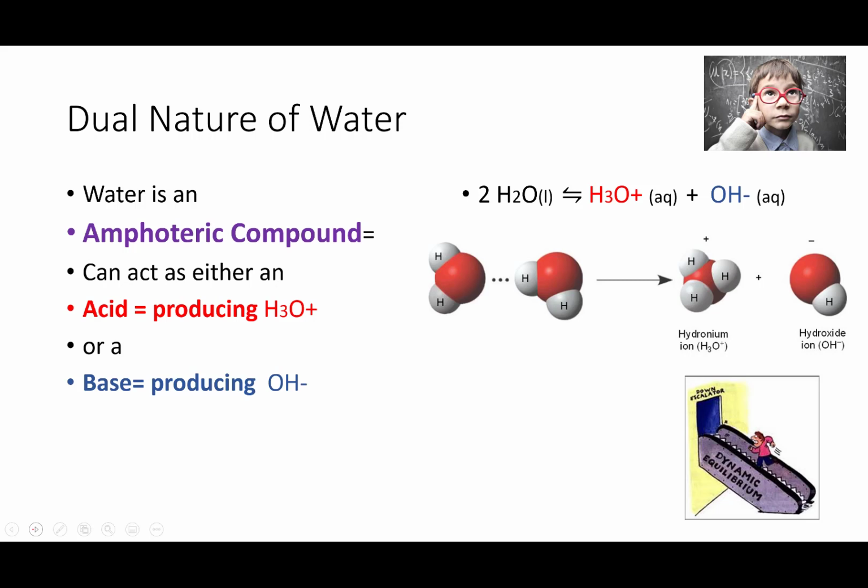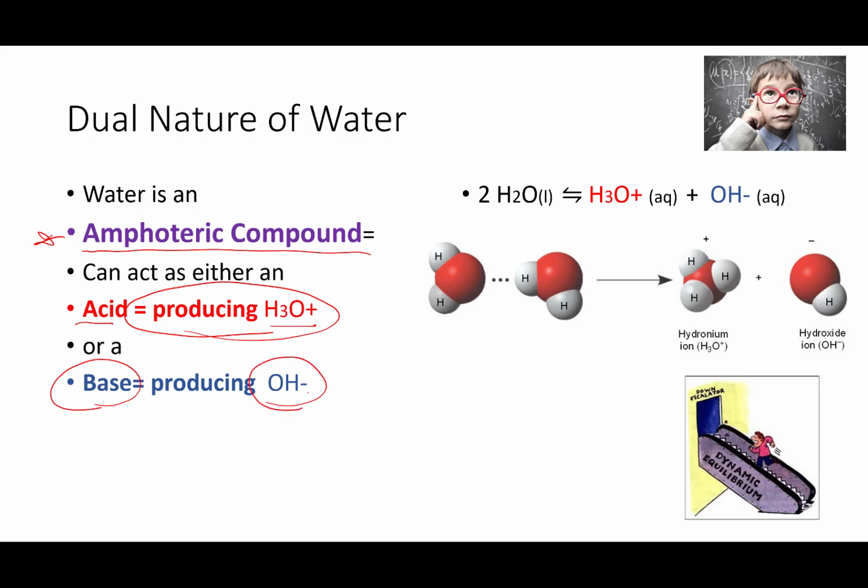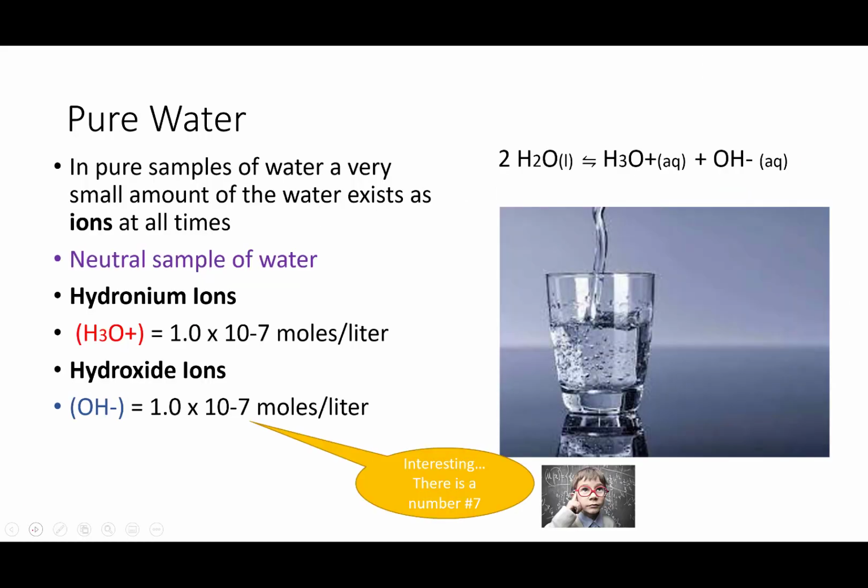So to explain why this is, we have to remember a couple of things we've talked about in the past. Water is an amphoteric compound. That means that water can act as an acid when it produces hydronium ions, and water can act as a base when it produces hydroxide ions. Water is a very special compound in chemistry and in life for so many reasons.